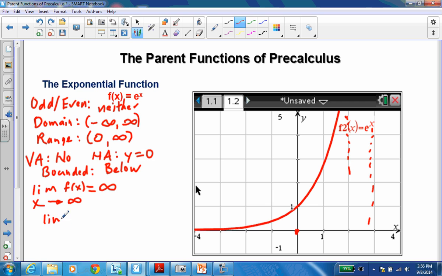What is our limit as x approaches negative infinity of f of x? It does go to negative infinity. What is the value of the function approaching as we go to the left here? Okay, the function is approaching 0.